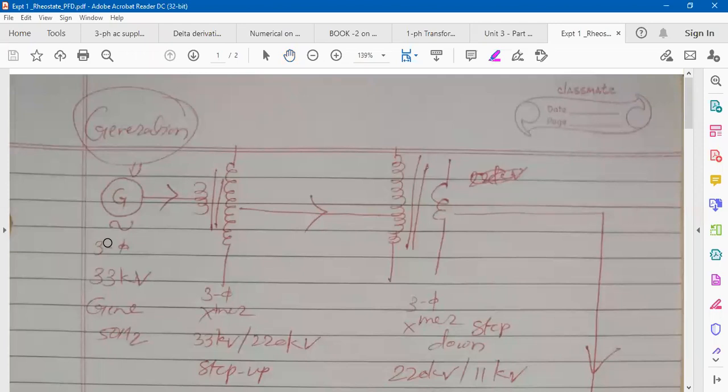Okay, everyone see here, this unit we are going to start. First of all, we'll see the 3-phase AC circuit. So what do you exactly mean by 3-phase AC supply? That I'm going to tell you.